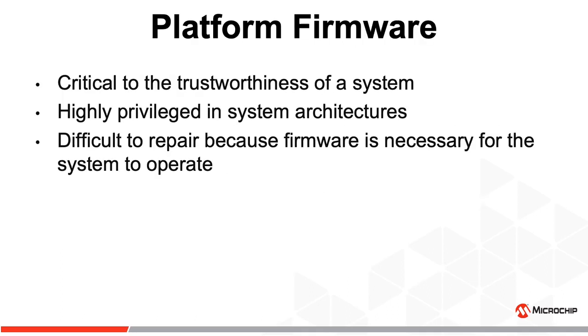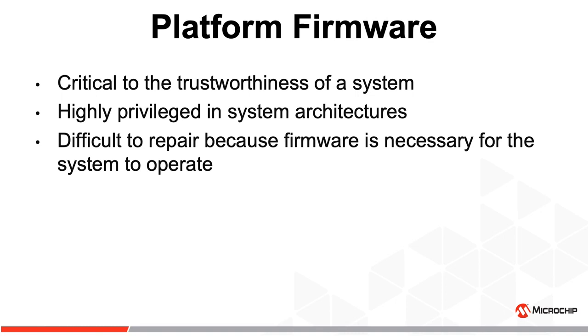So we talked about system resilience. We talked about cyber resilience. We talked about the platform and what it's comprised of. Let's talk about platform firmware. Of those devices we just talked about, this firmware is very critical to the trustworthiness of a system. And the reason for that is because these are the things that are going to start first. So they're very privileged in terms of system architectures.